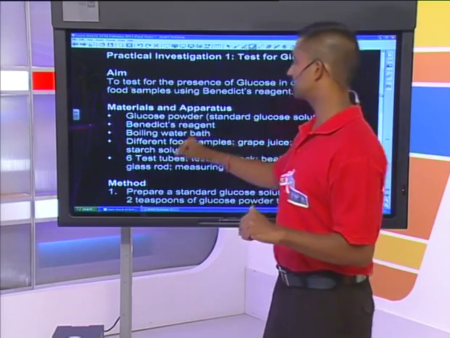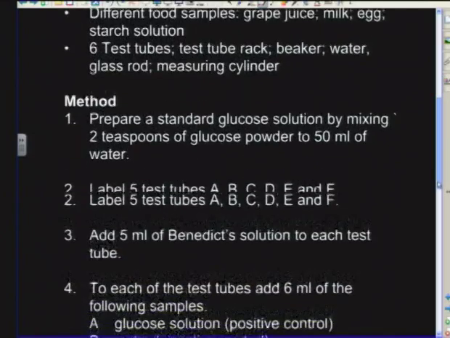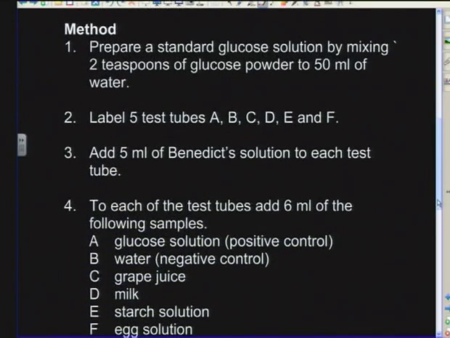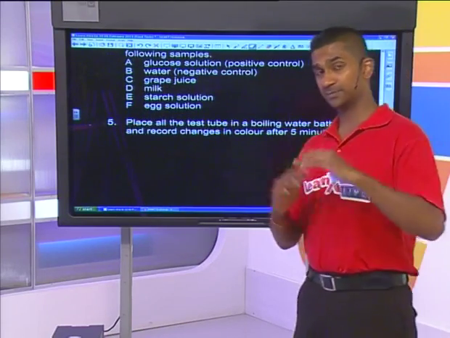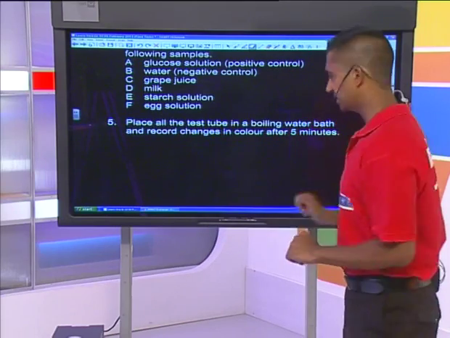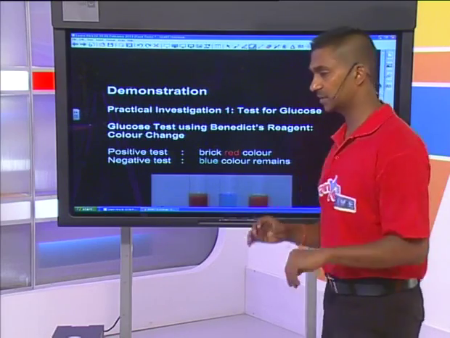So the aim for our first experiment was to test for the presence of glucose in different food samples using Benedict's reagent. We put down the reagent and looked at the different materials and apparatus that we had, and I made sure that before I started the experiment I had all these, and that's how I could do my experiment. I then wrote out the method, and that method described exactly what I was going to do, the exact quantities that I needed to use, and how I would need to label my test tubes. That's how I prepped my test tubes, so that when I did the experiment it was easy, and I could easily look at my test tubes and make a call about the results.